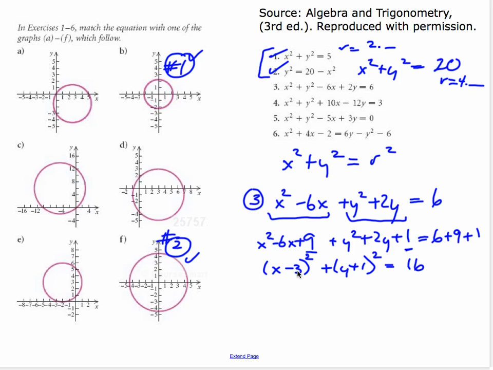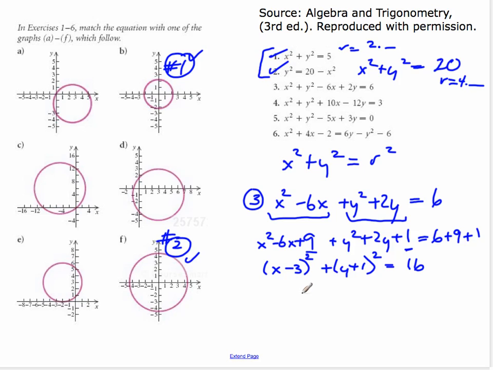Now, you remember where I get this 3? Whatever this number is divided by 2, that's the number you get there. So before you square it to get the 9, this divided by 2, that's the number that goes here. Or I could just look at that and factor it as a perfect square. Same thing there. That divided by 2 gives me the number.